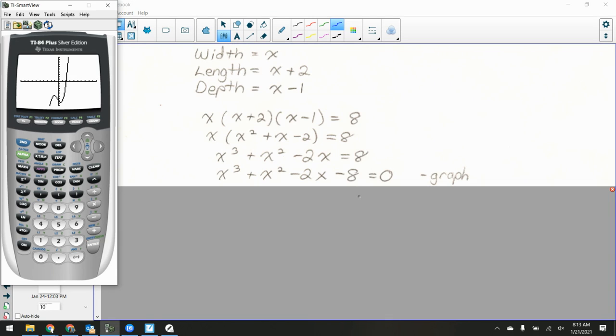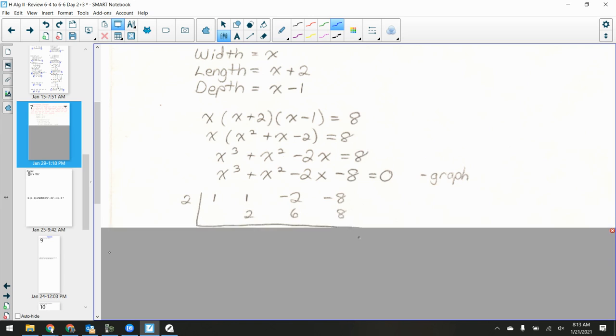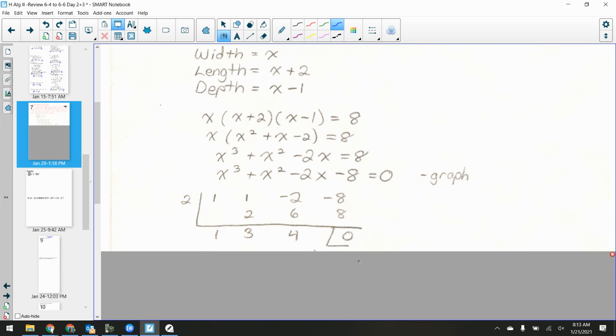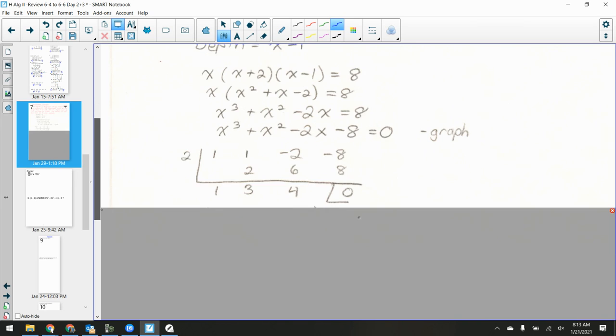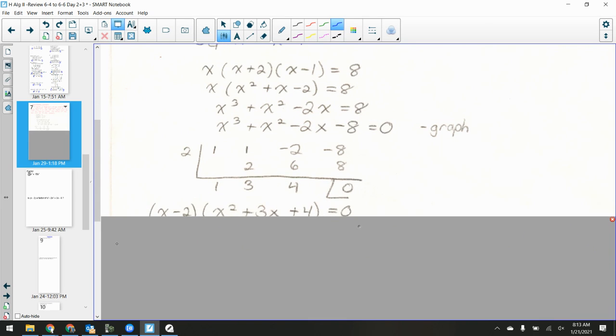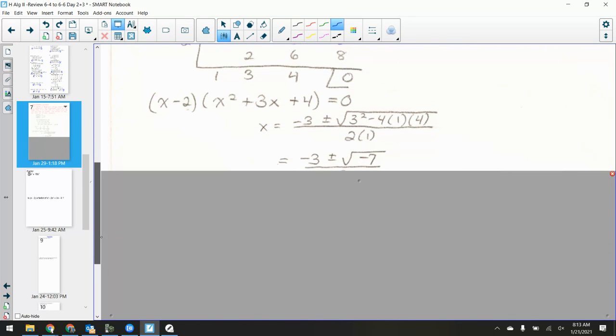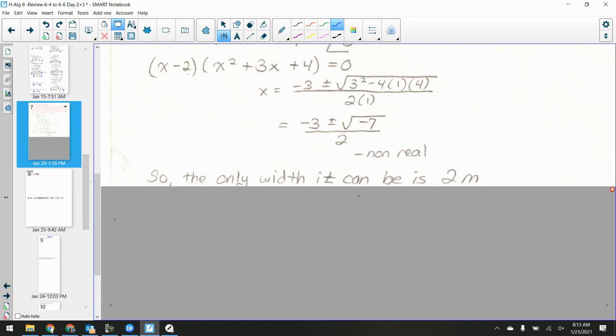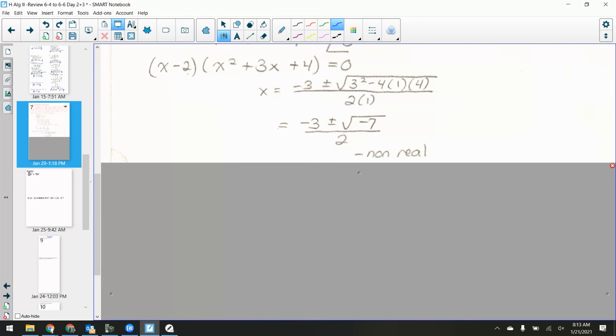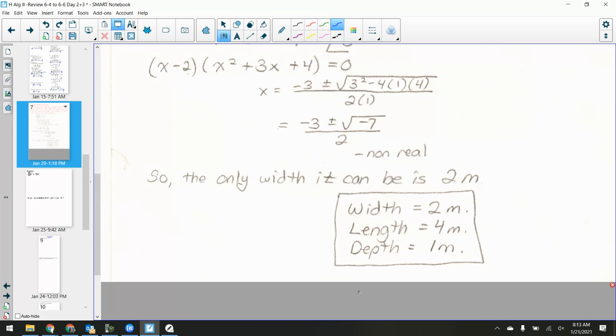Where does it look like it crosses? 2? I hope it actually does cross at 2. When we see here, it does. We synthetically divide with a 2, we get an x squared plus 3x plus 4. And when I go to factor down that x squared plus 3x plus 4, it doesn't factor. At that point, you could have stopped. But just for fun, we see that it's non-real. That means my only solution is 2.